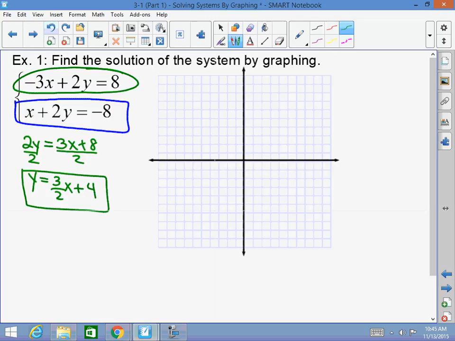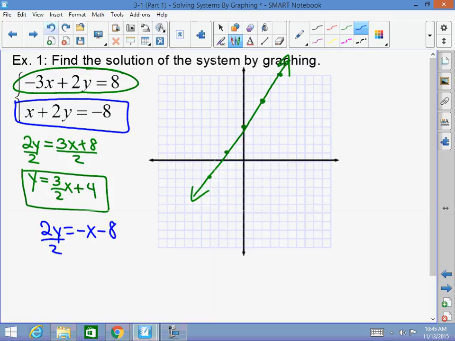Y equals 3 halves x plus 4. 1, 2, 3, 4. Up 3 over 2. Up 3 over 2. Down 3 over 2. Down 3 over 2. And okay. Now I'm not going to do it with x and y intercept. I'm just going to solve it. I got here, we'll do it in blue. 2y equals negative x minus 8.